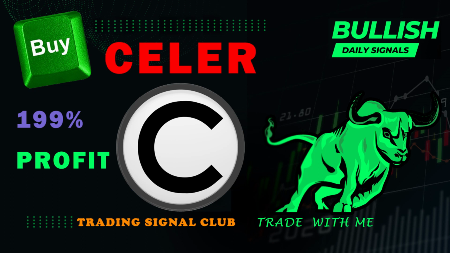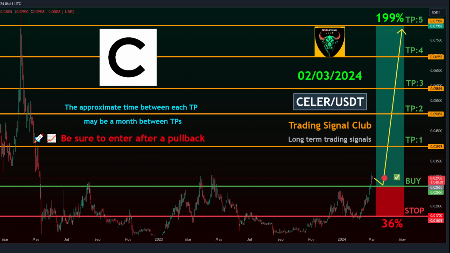Overview of trading CELER USDT. Trading style: spot. Time frame: midterm. Margin mode: isolated. Signal type: swing trade. Target time frame: about a month between take profits.